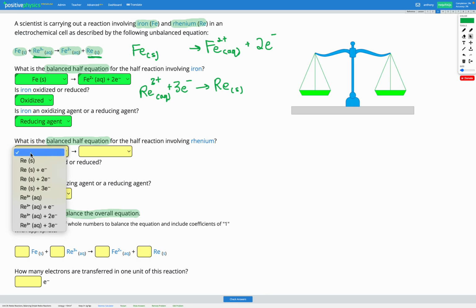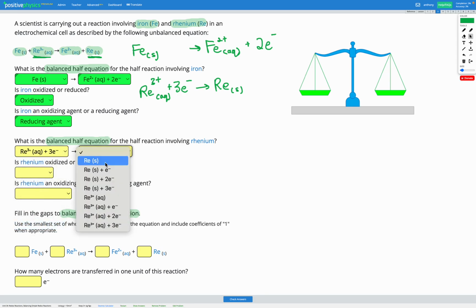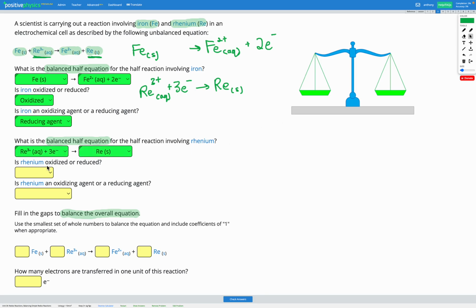So let's fill that out here. We've got rhenium 3+ plus 3e- gives rhenium. Awesome. So is rhenium oxidized or reduced? Here, rhenium is gaining electrons. That means we've got reduction happening. And is it an oxidizing agent or a reducing agent? Well, rhenium reacted with the iron and it caused the iron to be oxidized. So that means rhenium is an oxidizing agent. Okay, last step is to combine our balanced half equations to produce a balanced overall equation.